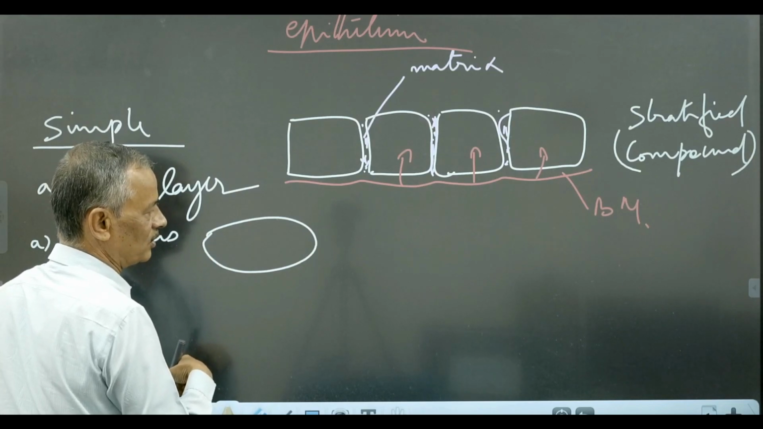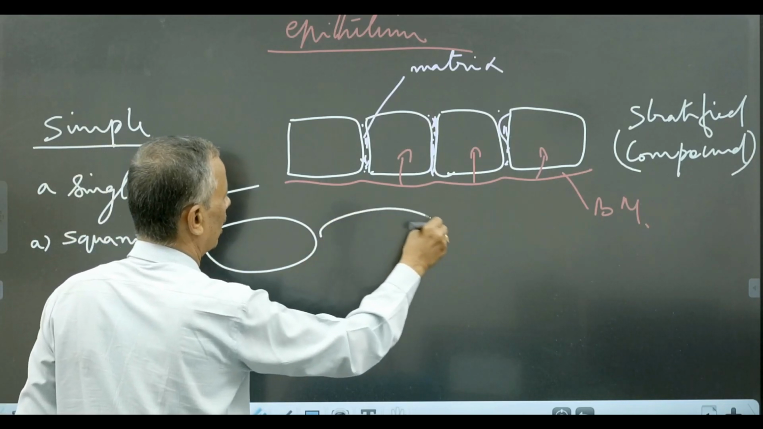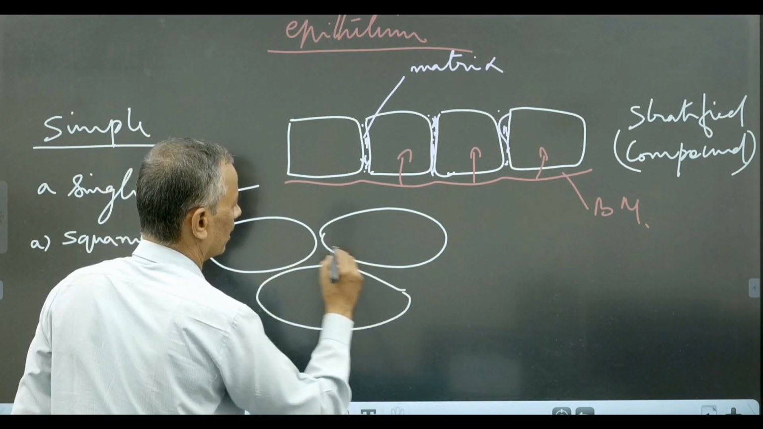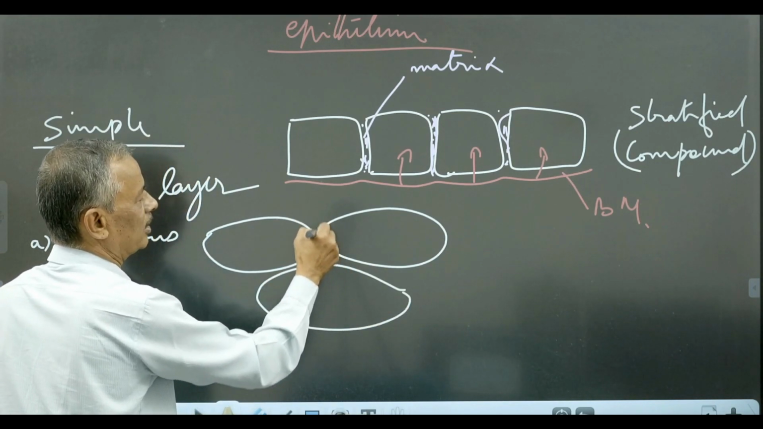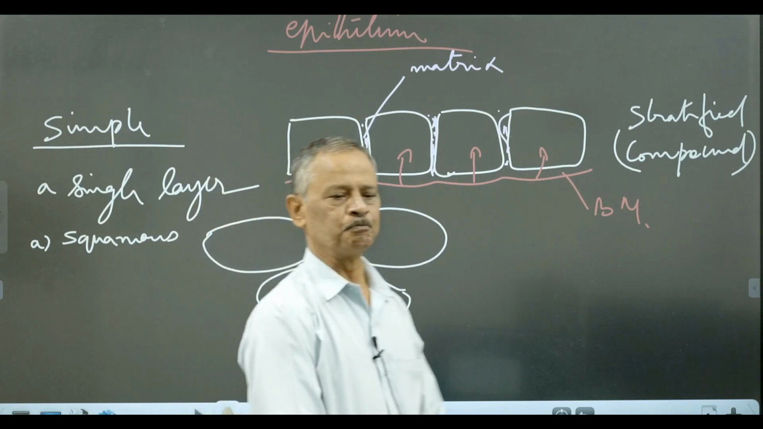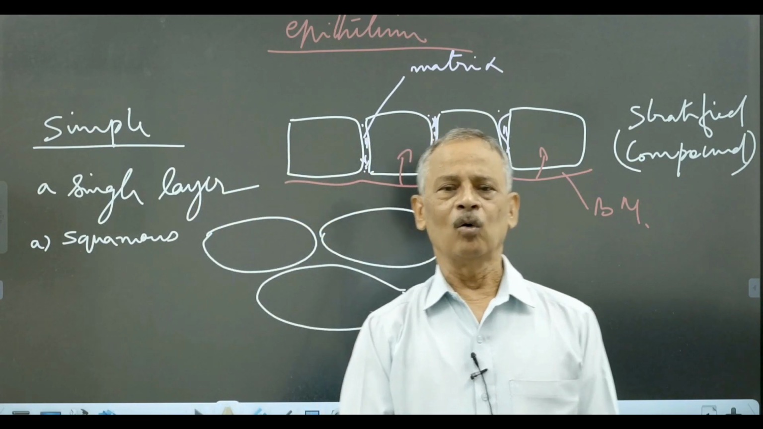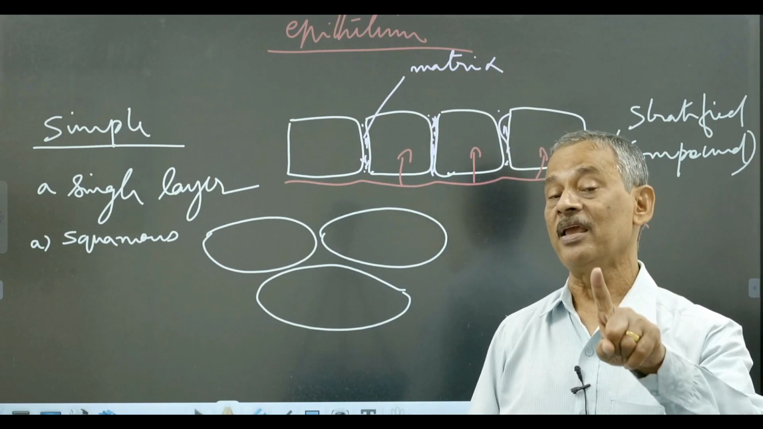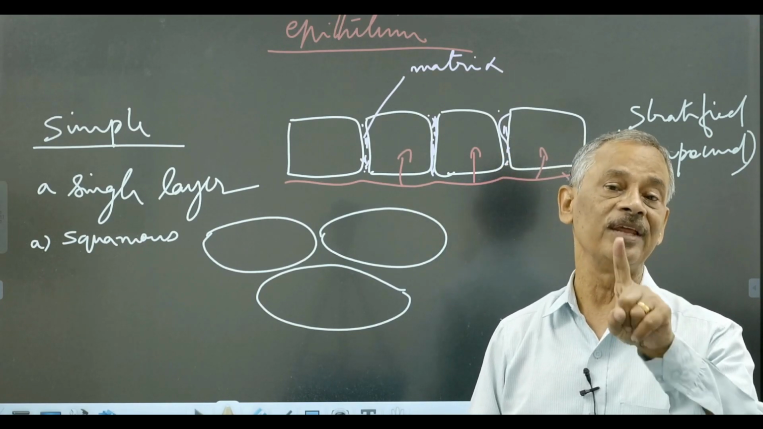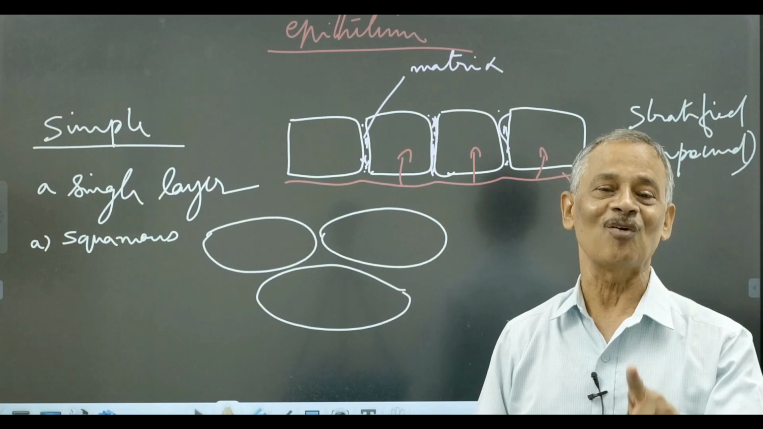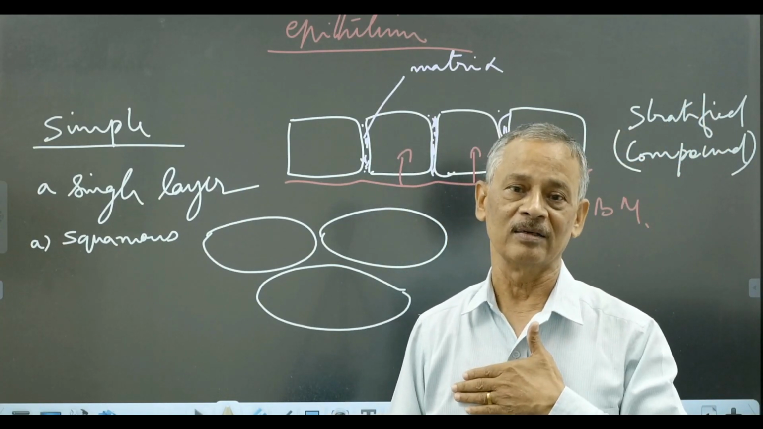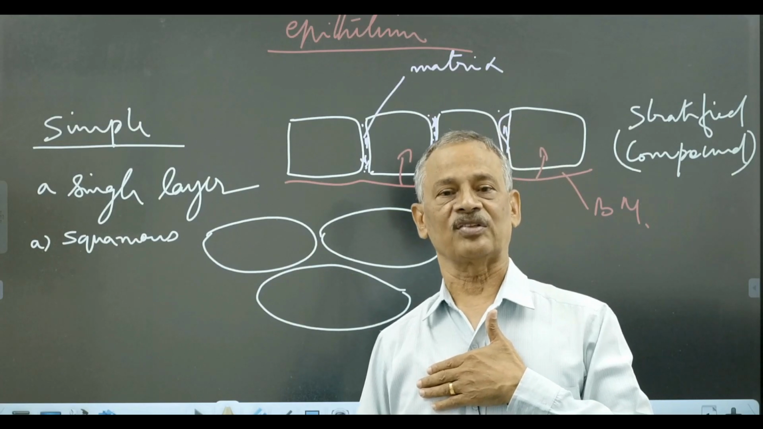thin, flat, tile-like with irregular corners, and they will be having very little gap in between. They allow exchange of materials. So, these epithelia are seen in areas where exchange of materials is taking place. For example, in the alveoli of the lung, exchange of gases is taking place.